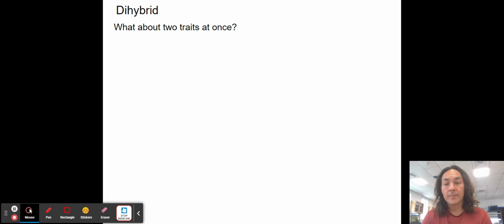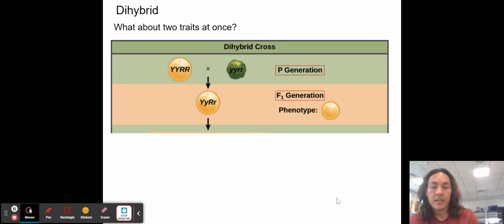All right, what about two traits at once, the whole dihybrid? This is where we're going to really move beyond a middle school understanding to more of a high school understanding of genetics. You are 30,000 traits at once, right? You're 30,000 different Punnett squares going on. So let's start, though, with something a little more simple.